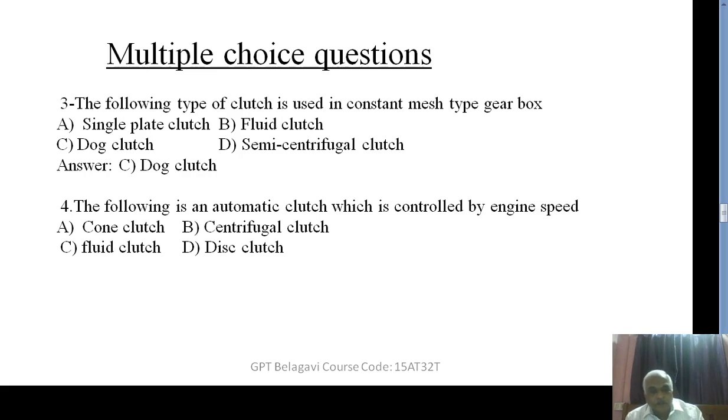See, in the cone clutch there is a withdrawal mechanism. It means there is a clutch withdrawal mechanism, and in the fluid clutch there is also the withdrawal mechanism, and in the disc clutch, it may be single plate or multi plate, there is a clutch withdrawal mechanism. But in the centrifugal clutch, what happens? The operation of the clutch is completely controlled by the engine speed or by the accelerator pedal. Therefore, the right answer for this question is the centrifugal clutch.